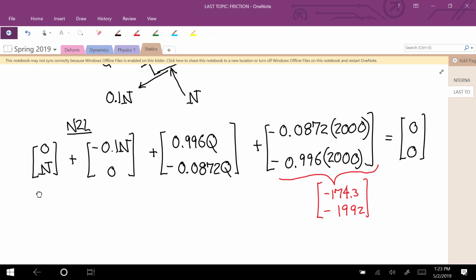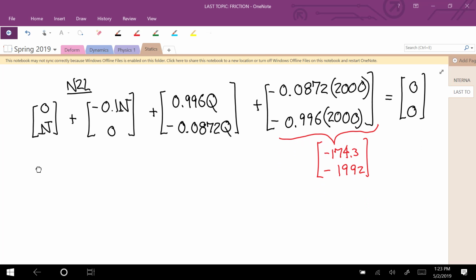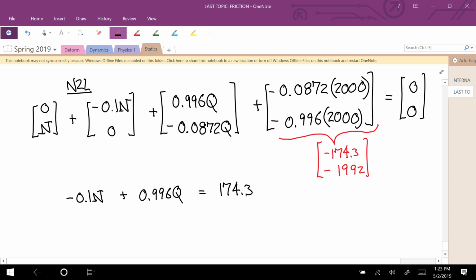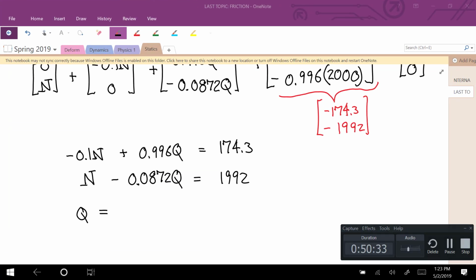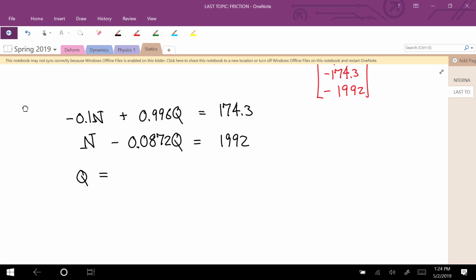Okay, so this gives us a system of two equations. The first one says negative 0.1 times the normal plus 0.996 Q is equal to positive 174.3. And the second one says N minus 0.0872 Q is equal to 1992. Can someone solve that system for me? And we're trying to find the value of Q. We don't really care about that normal force. 2084? Okay, that was a little higher than I expected.